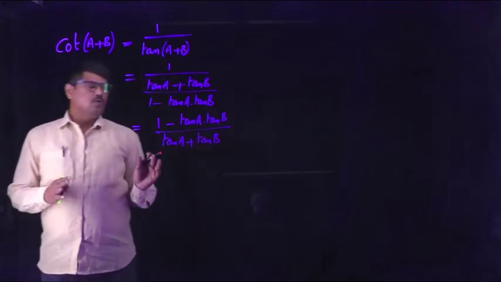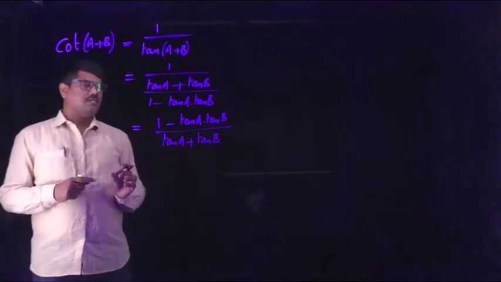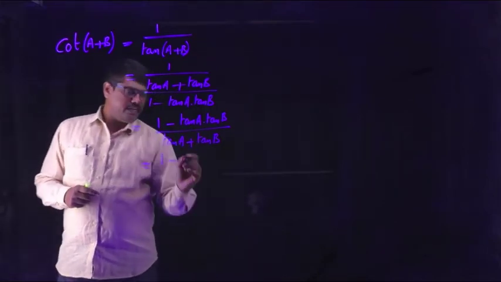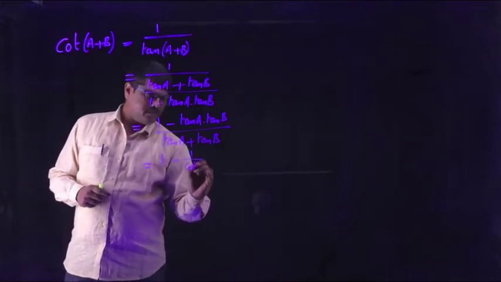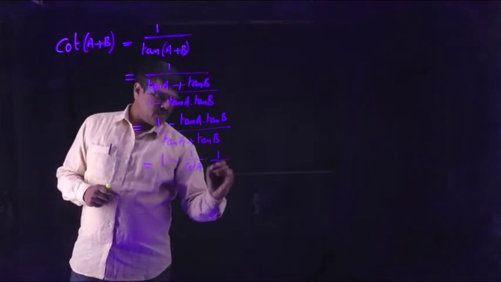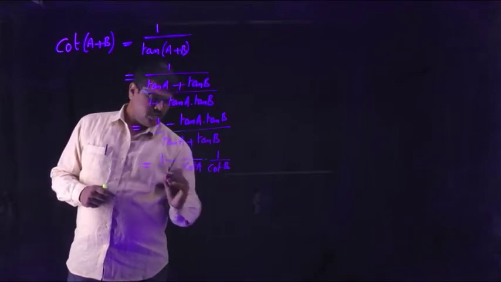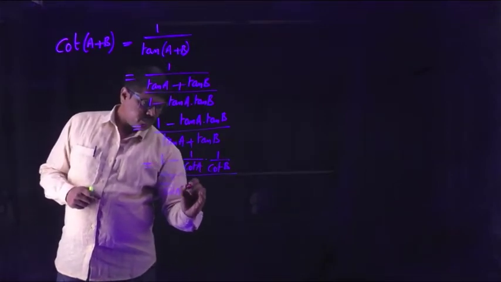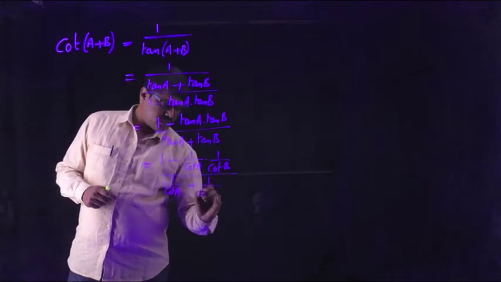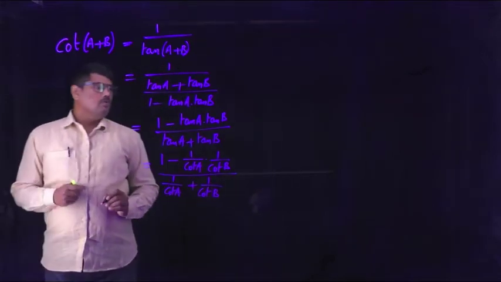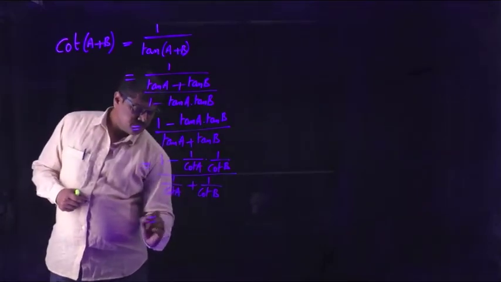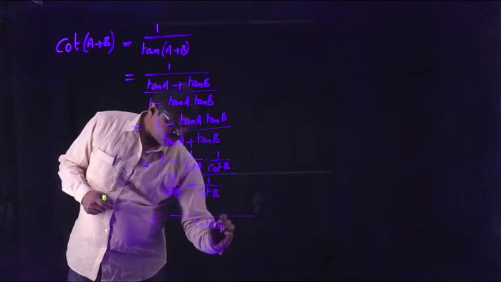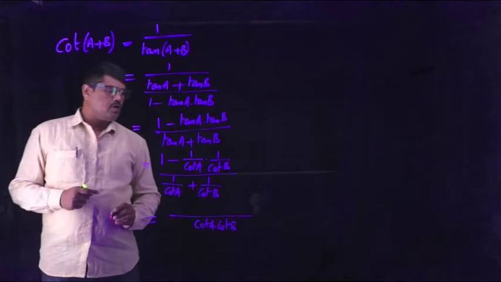Actually we want to find the formula in terms of cot, so changing the value of tan into cot, write tan A as 1 by cot A and tan B as 1 by cot B. In the denominator also, write tan A as 1 by cot A and tan B as 1 by cot B. Now considering LCM, the numerator LCM is cot A into cot B.